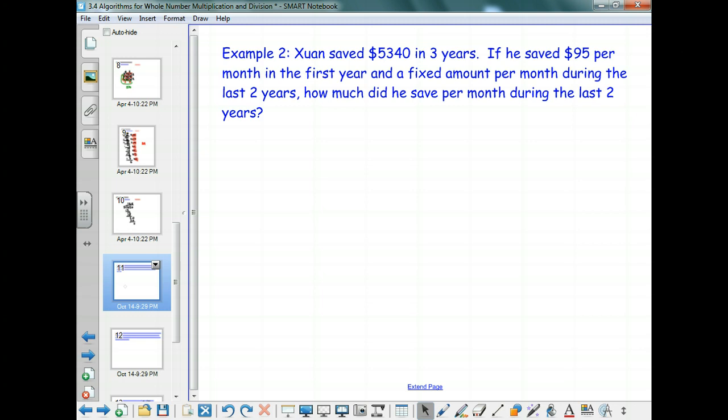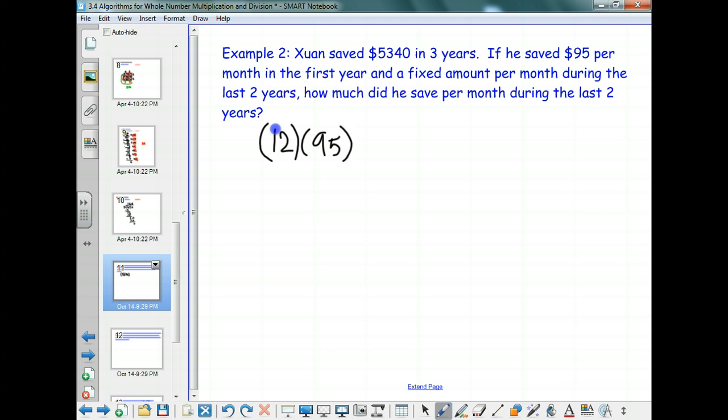All right, so what does this say we're going to do? Somebody tell me what you would like to do first. All right, so let's see how much he saved the first year. Not 2 years, but the first year. It says he saved $95 per month for the first year. So how do I figure out how much he saved for the first year? All right, so 12, because it's 12 what? Months. So I'm going to take 12 times 95.